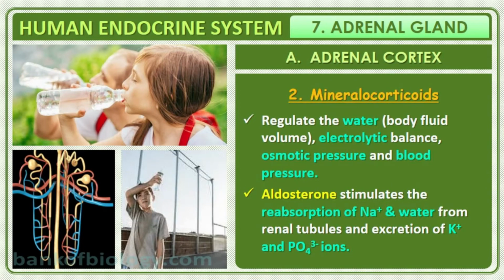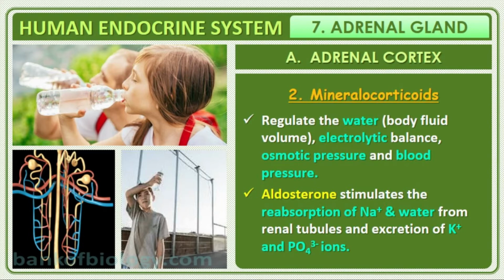The next secretion of the adrenal cortex is mineralocorticoids. It regulates water, that means body fluid volume, electrolyte balance, osmotic pressure and blood pressure. Glucocorticoid is mainly for metabolism of our glucose, lipids, protein and all. But what about the mineralocorticoid? It regulates water electrolyte balance and also osmotic pressure and blood pressure. Aldosterone is the main hormone of mineralocorticoids.